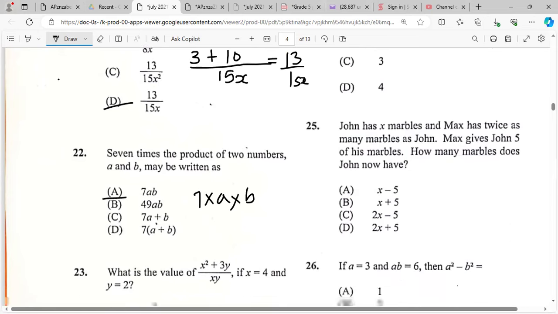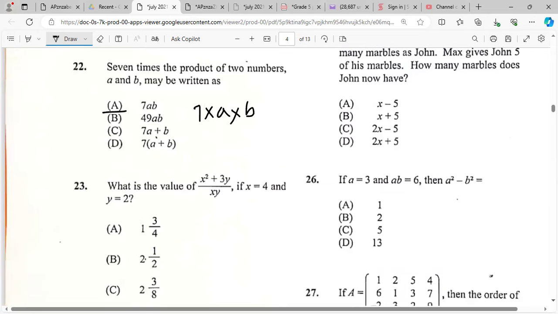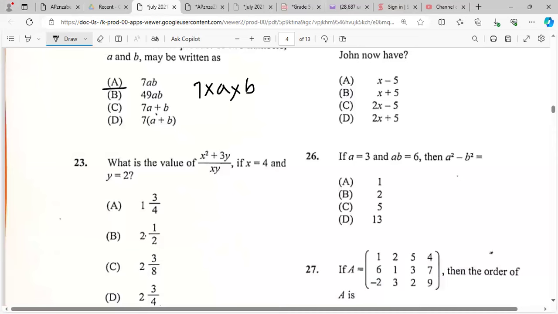23 says, what is the value of x squared plus 3x divided by xy if x is equal to 4 and y is equal to 2? So all we have to do is substitute the value. Wherever we see x, we put 4. So that is the 4 squared. And guys, please remember, 4 squared is not 4 times 2, but it's 4 times itself. And then we times y, which is 2. And of course, xy here means 4 times 2.